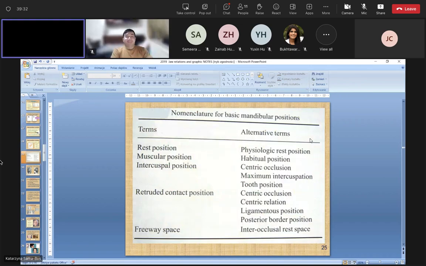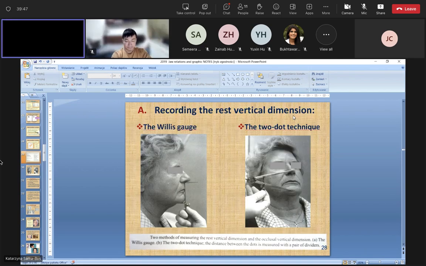Okay, and here we have the nomenclature for basic mandibular position, because sometimes you can see in the literature different names of the same position, as I mentioned to you before. Okay. And now, there are two methods of measuring the rest vertical dimension and the occlusal vertical dimension. It is not practicable to measure the separation between the jaws intraorally, and therefore measurement must be made between fixed points on the face and on the mandible. There are two methods commonly employed.